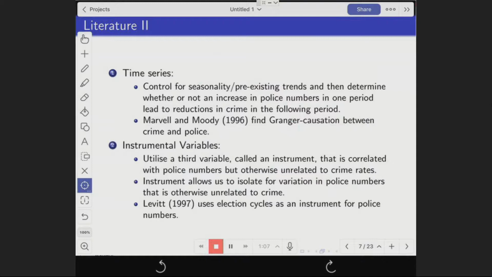So a very cool paper in this literature is by Levitt. I don't know if you've listened to the Freakonomics podcast, but he's one of the dudes on there consistently. What he does is use election cycles as an instrument for police numbers. So what's the idea? In the run-up to an election, the incumbent government, if law and order is an issue, usually just sort of jacks up spending on police, and they hire more police. And he says that once you control for other forms of government spending on, say, welfare programs, then you can use an election cycle to extract variation in police numbers that's actually unrelated to crime. So that's the instrumental variables approach.